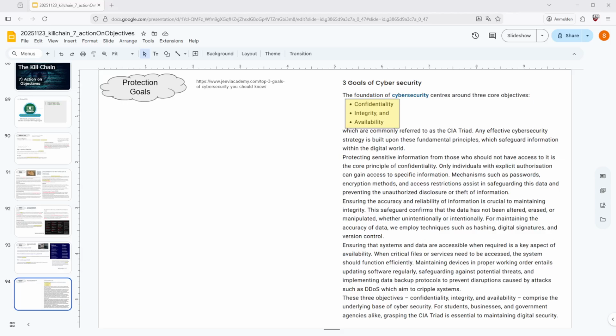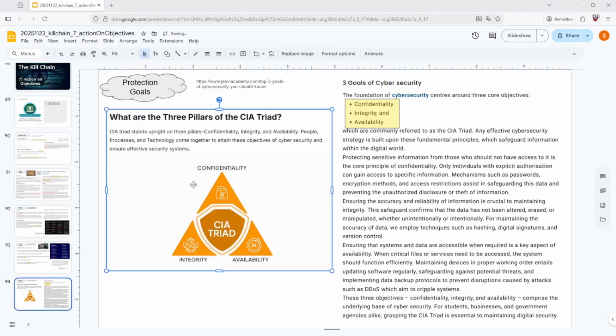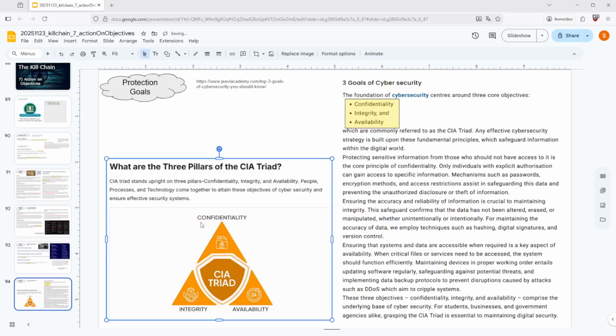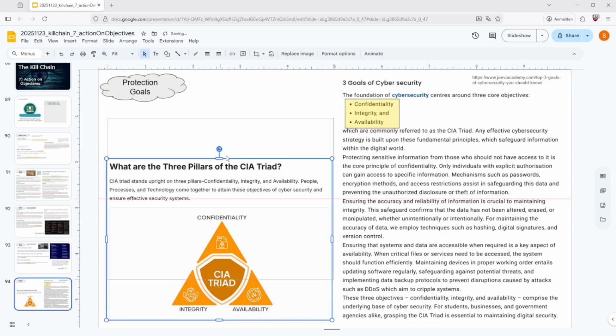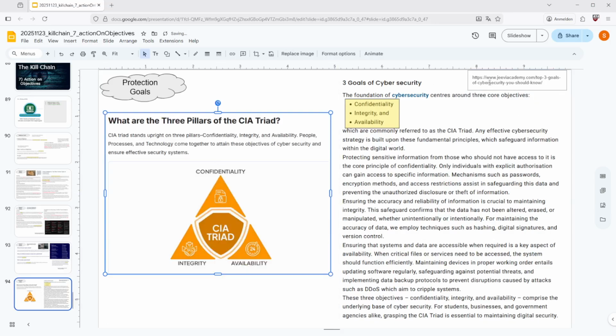Yeah, let me give you the CIA triad. This is how they call it. And this is the same thing, but you will find that name time and time again. So here, the source is this one. The CIA triad is this one.